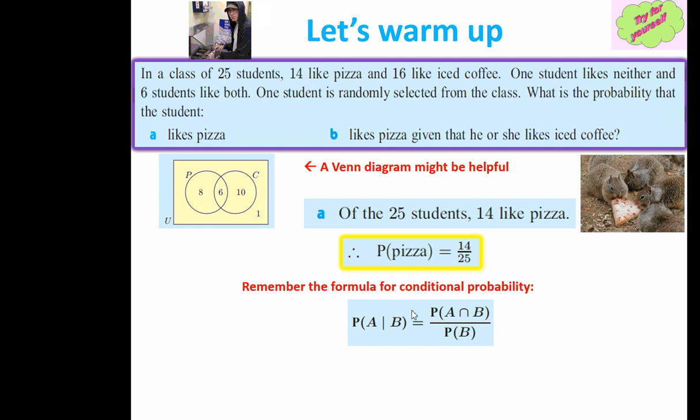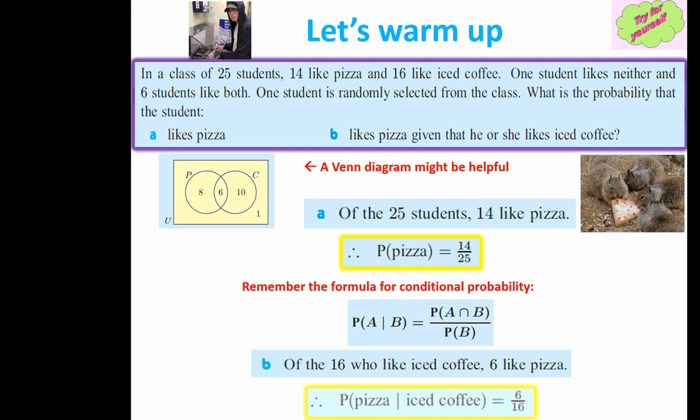So in this case, it would be the probability that they like pizza, given that they do like iced coffee. So pizza would be P, given that C in this case. Of the 16 who like iced coffee, 6 like pizza. This is one way of looking at it. So the probability of liking pizza, given that they like iced coffee, is 6 out of 16. Sometimes this works, just working it out logically like this, but just be careful.